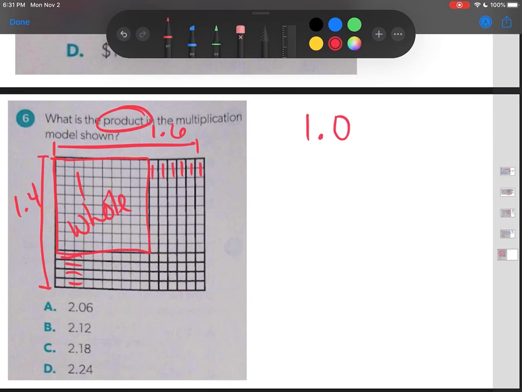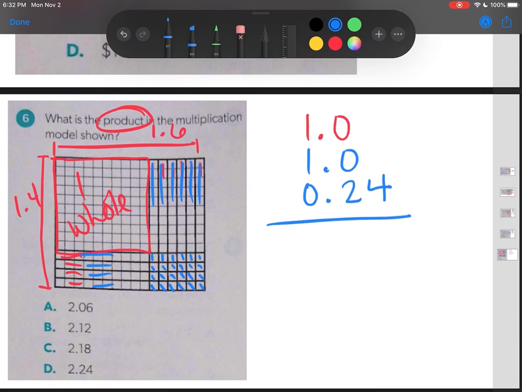So in order to find our answer, we could just multiply these, or we could count up our area model, right? So in this square, I've got one whole, which would be 1.0. Then I've got my tenths. I've got 6 tenths on this side, so this would be 7, 8, 9, 10 tenths. So 10 tenths is one whole as well, right? So that would also be 1.0. And then our hundredths, little squares, we've got 24 hundredths, which would be 0.24.